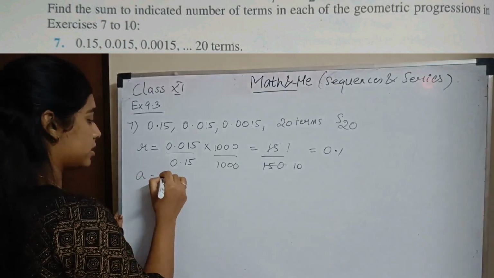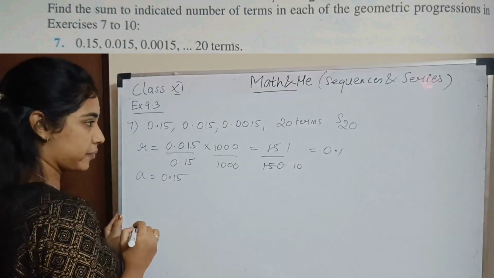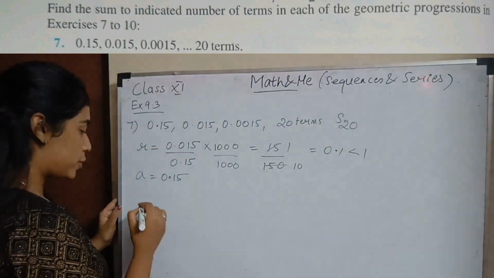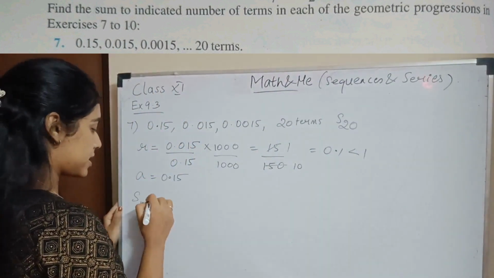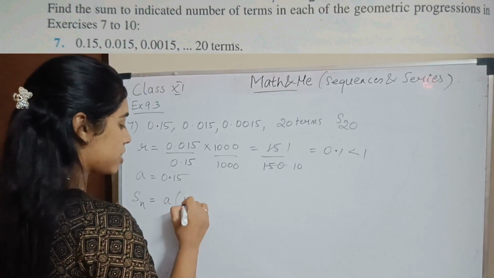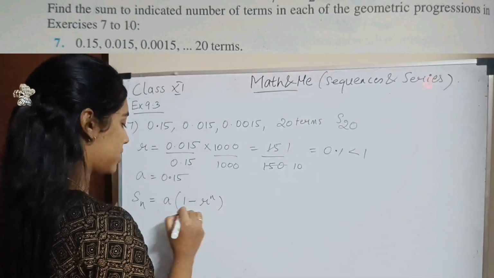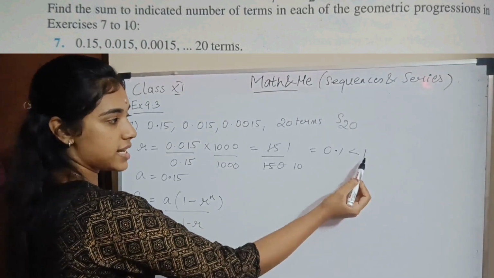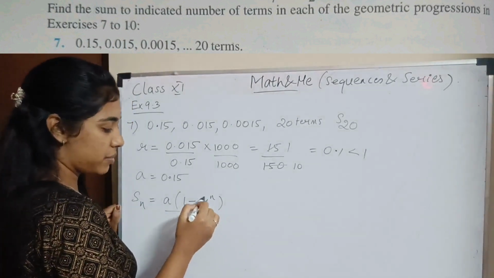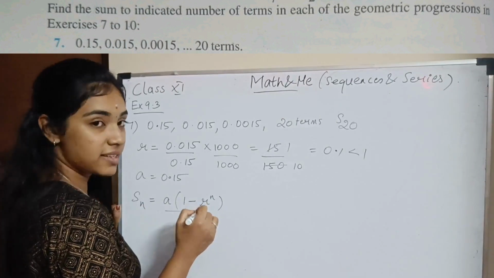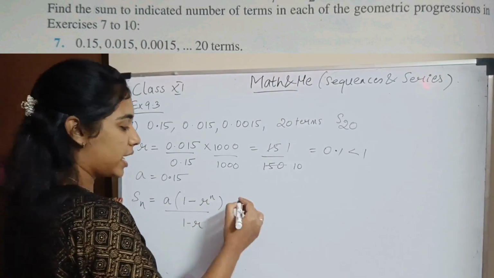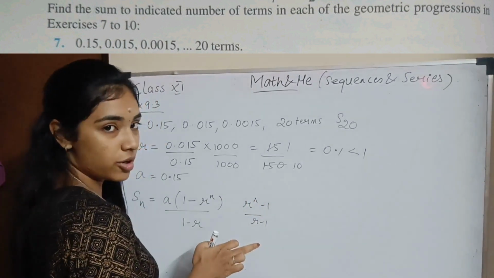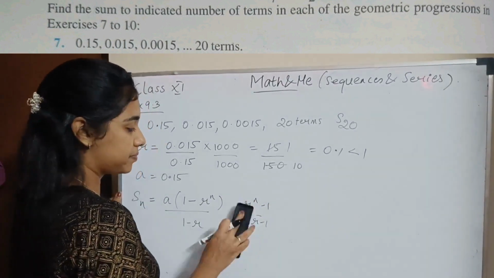What is my A? 0.15. So you see that your R value is less than 1. So which sum formula am I going to use? Sn equals A times 1 minus R to the n divided by 1 minus R. R is less than 1. So if you have some number less than 1, 1 minus something lesser than 1 gives you a positive number. Okay. I am using this instead of R to the n minus 1 divided by R minus 1 in order to avoid a negative symbol.